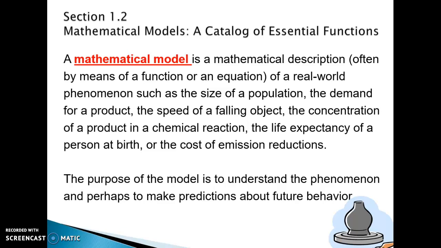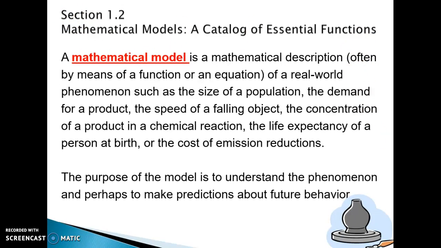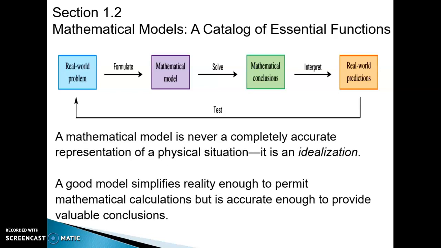The purpose of a model is to understand the phenomenon and to perhaps make predictions about the future, which is an extrapolation, as we know. So what we often do here is we take a real-world problem, we make a mathematical model, we use it to solve and make mathematical conclusions, but then we interpret using real-world predictions and bringing in real-world concepts. Sometimes the math might be correct, but the real-world application might not, and it all depends on the context.